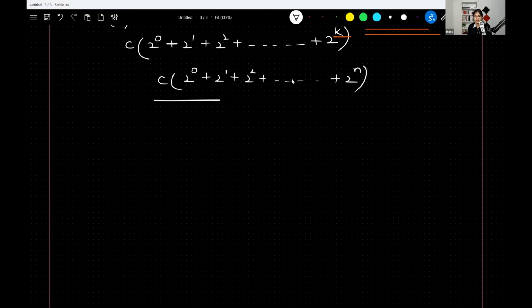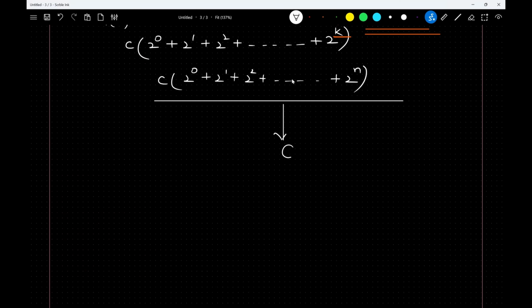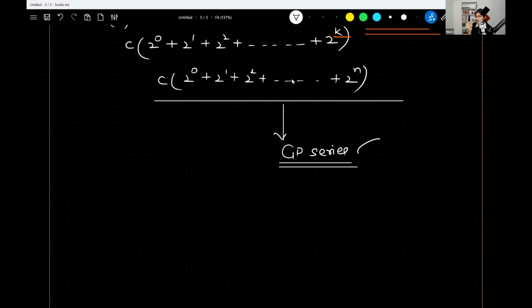Now, solve this equation. This is nothing but a GP series. What is the meaning of GP series? Geometric progression, where the common ratio remains the same. How will you figure out it's a GP series? Always check what the common ratio is. You must have seen these things in your lower mathematics classes, 10th, 11th, 12th. What is the common ratio? 2 power 1 divided by 2 power 0. R is equal to 2.